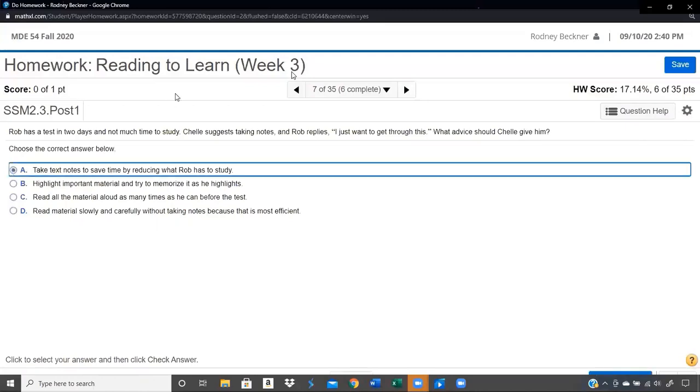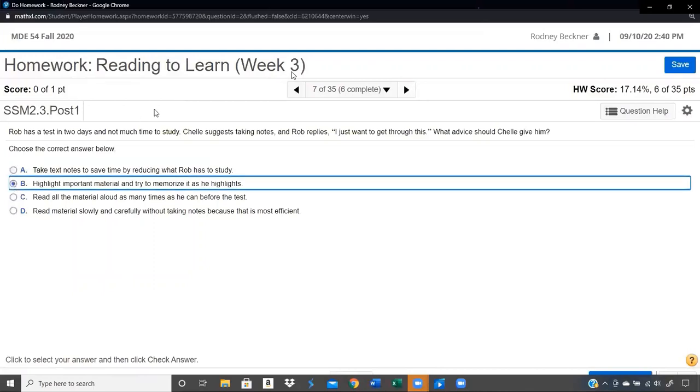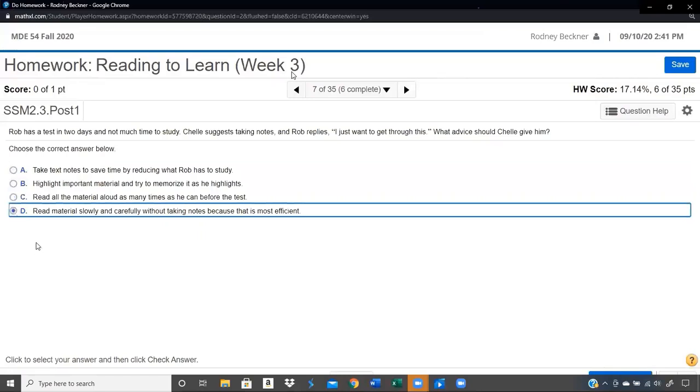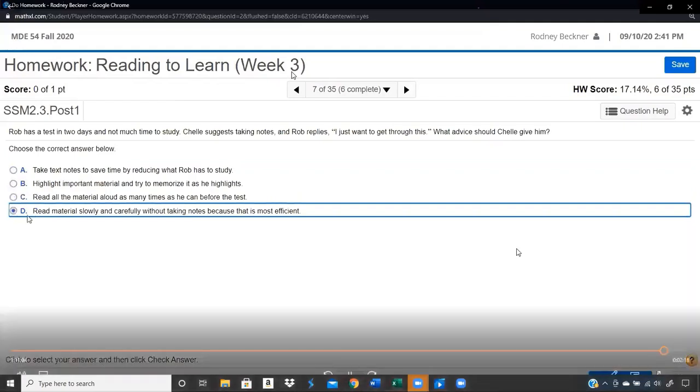Taking notes to save time by reducing what Rob has to study. Maybe those notes will help him so he's not flipping through 50 or 100 pages of a textbook, just 3 pages of notes. It seems like good, solid advice. Highlight important material and try to memorize it as he highlights. That also seems like a good suggestion, but is it too late to be doing that step of things? I don't know. Read all the material aloud as many times as he can before the test. That's a good idea, but it might only work for people where talking things through or reading out loud actually helps them learn. Not everyone learns that way. Read material slowly and carefully without taking notes, because that is the most efficient. If you don't learn by writing, maybe, but again, there's a maybe there.